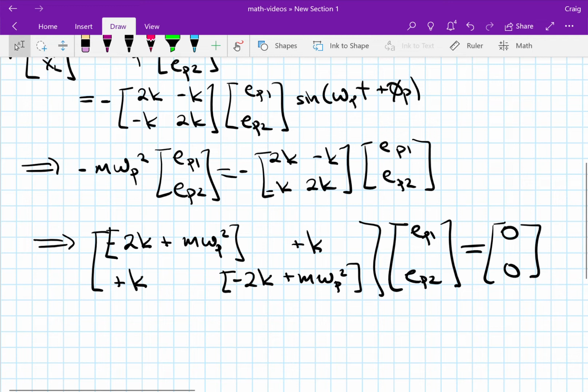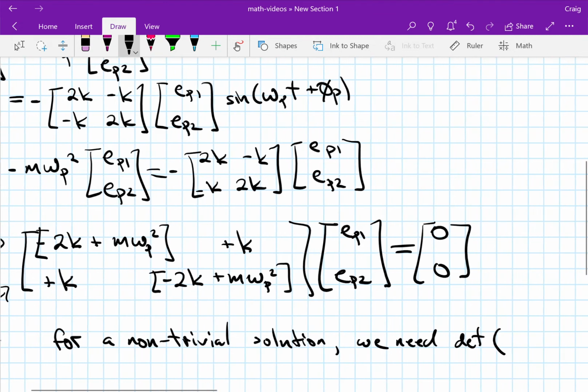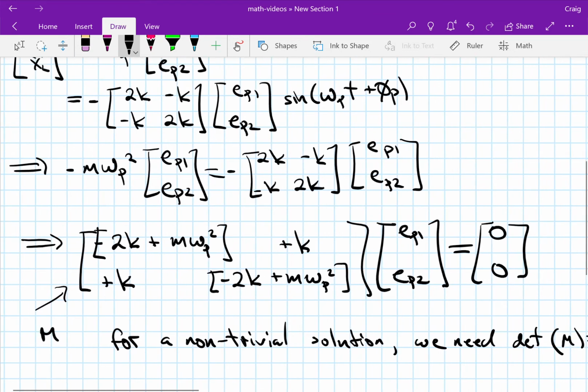And as we said in class, this matrix equation will only have a non-trivial solution if the determinant of the matrix in square brackets is equal to 0. So let's call that matrix M. So for a non-trivial solution, we need that the determinant of M equals 0.